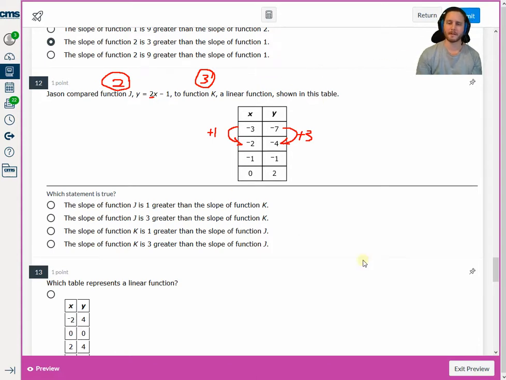So here's my information. We have function k, which has a slope of 3, and function j, which has a slope of 2. My answer choices, A and B, both of them say that function j is greater than function k, and that's wrong. Function k, we can see, has a larger slope. So option choice C says the slope of function k is 1 greater than the slope of function j. That is correct. So there we have it.